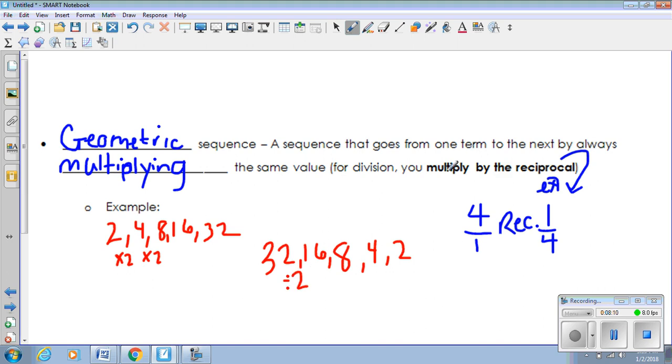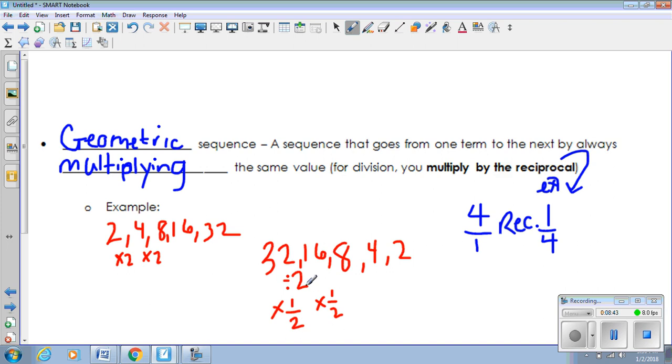However, you need to multiply by the reciprocal is going to be what the technical rule is. So, my original fraction would be 2 over 1, and if I multiply by the reciprocal, it would just be that flip, which would be 1/2. So, 32 times 1/2 is 16. 16 times 1/2 is 8. 8 times 1/2 is 4. 4 times 1/2 is 2.